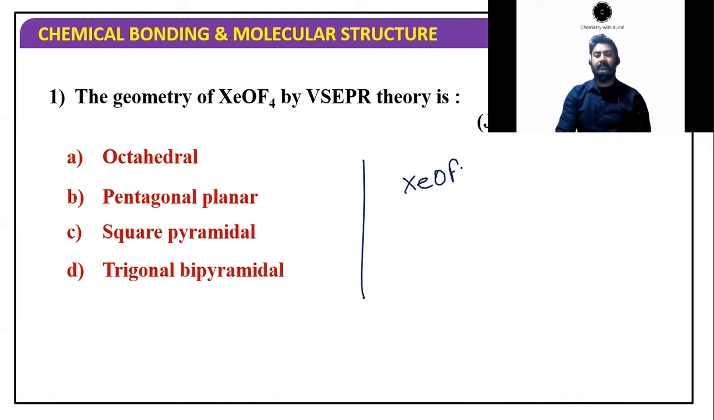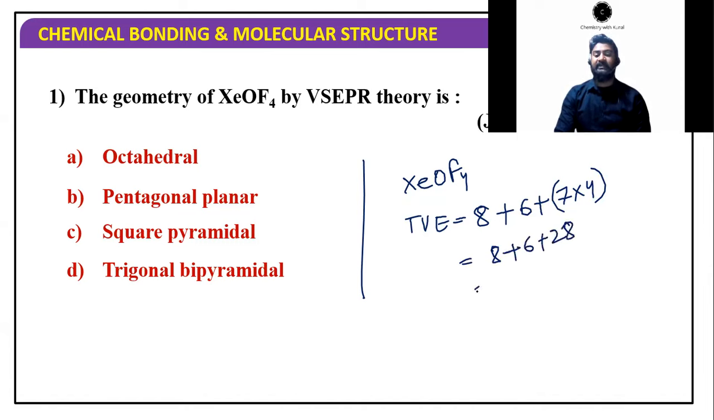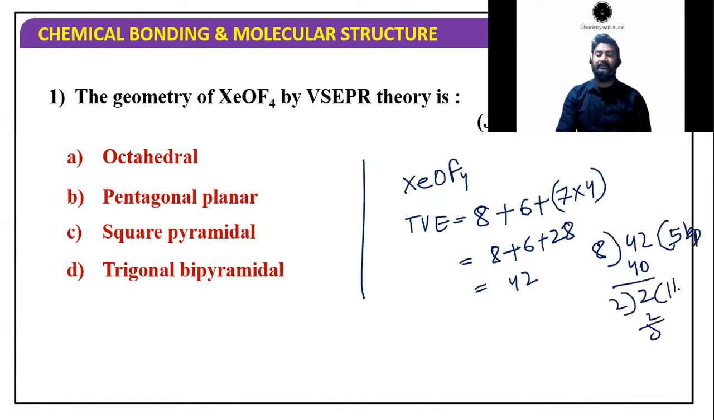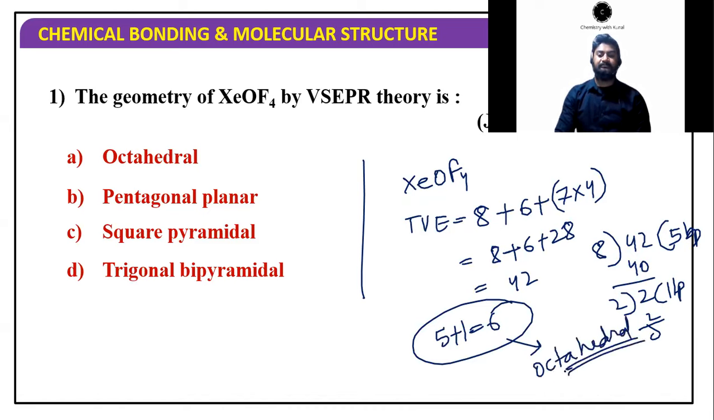The XeOF4. How to do it? Same shortcut. Total valence electrons: xenon will be 8, oxygen 6, fluorine 7 into 4. So what do we get? We get 8 plus 6, 14, plus 28. What's the value? It will be 42. Now, divide 42 by 8 first. What do you get? 5, 40, 2, 2, 1. So 5 bond pairs and 1 lone pair. What is 5 plus 1? Yes, 6. 6 meaning octahedral. See, it's there in the chat that I mentioned. Yeah, so the answer should be octahedral, option A.